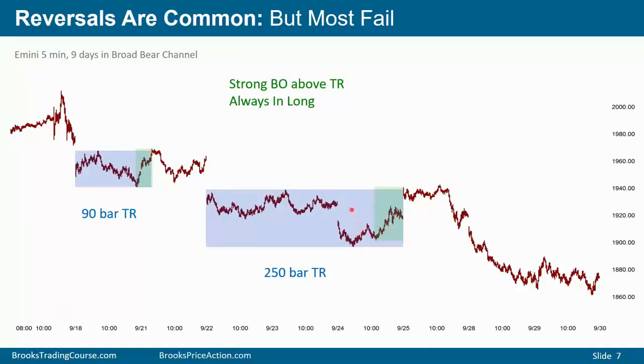And the same is true here. You have a potential final flag, a bear breakout, a higher low major trend reversal, and pretty strong reversal up. So in here, the market's always in long. Probably will get at least a little bit more up. Maybe here, maybe here. Broad bear channel. Often the market is always in long, at least briefly.